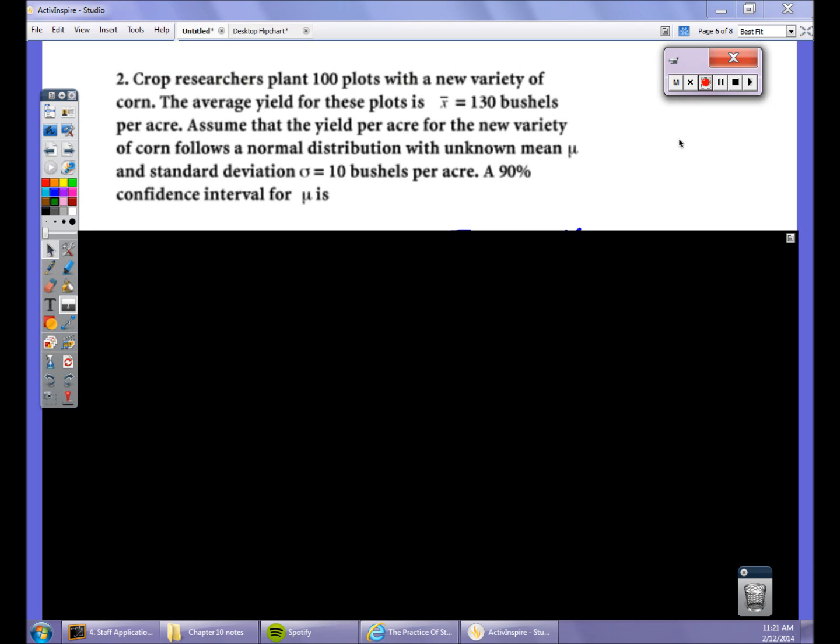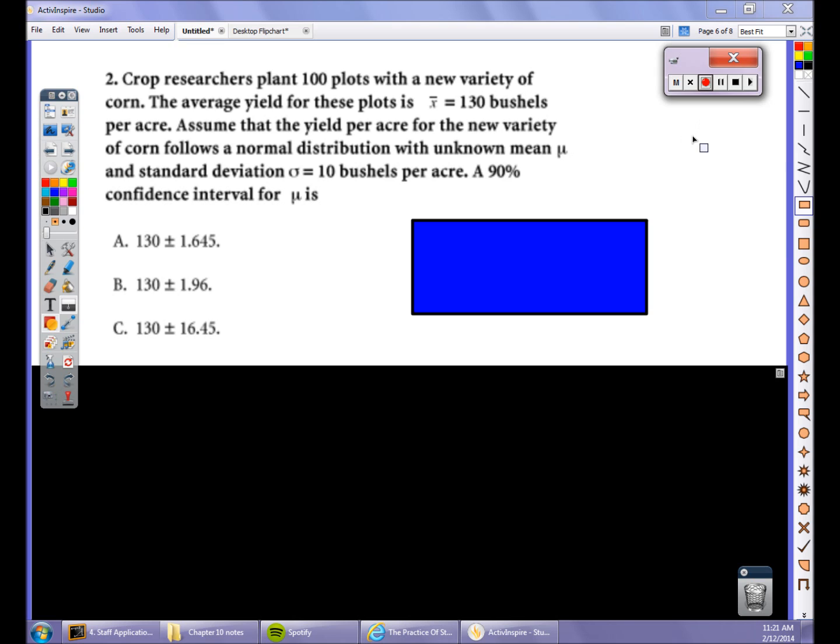Here's question 2. Here are some multiple choice answers. See if your answer matches up with at least one of these.